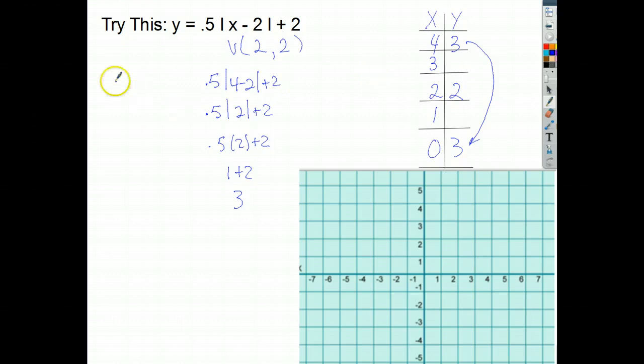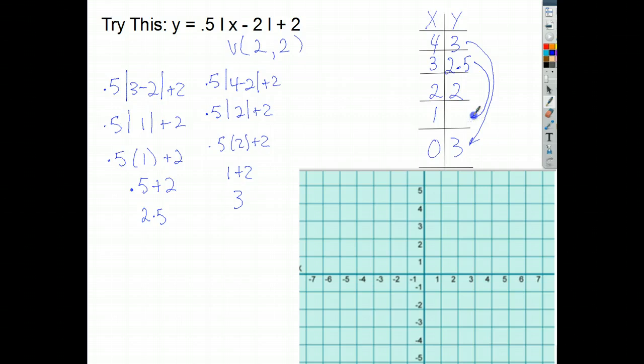All right, let's plug in 3. 0.5 times the absolute value of 3 minus 2, plus 2. Working inside the absolute value, 3 minus 2 is 1. Evaluate the absolute value of 1, and we get 1. 0.5 times 1, 1 times anything is itself. Add 2 to 0.5 and get 2.5. 2.5 here, but also here. Why is that true? The way we pick our x's makes this happen. It saves us a lot of work.